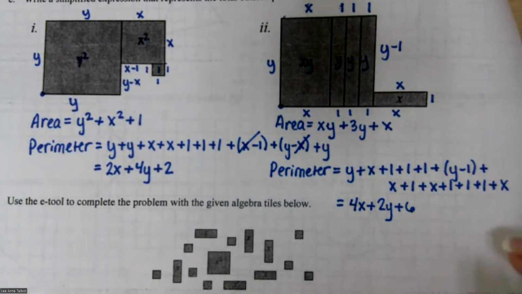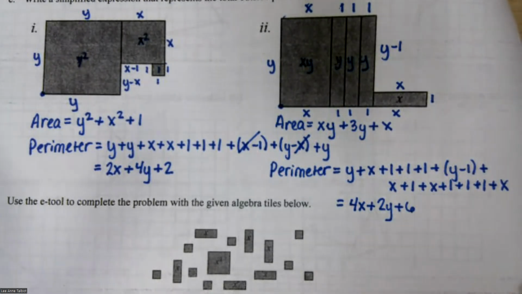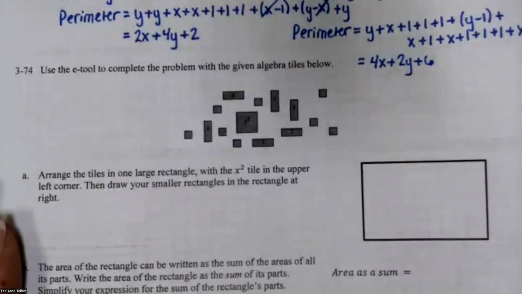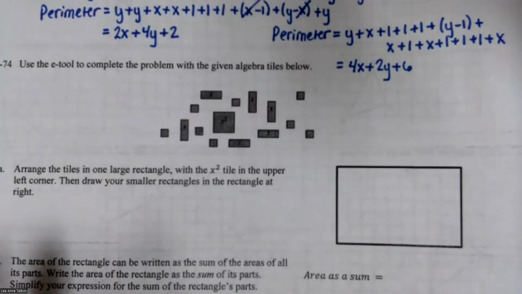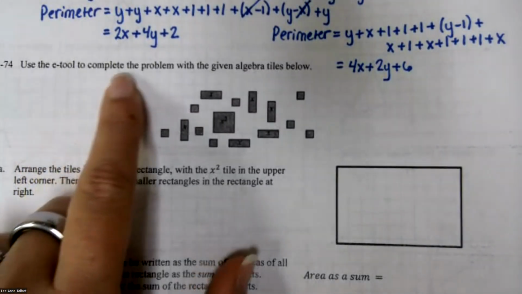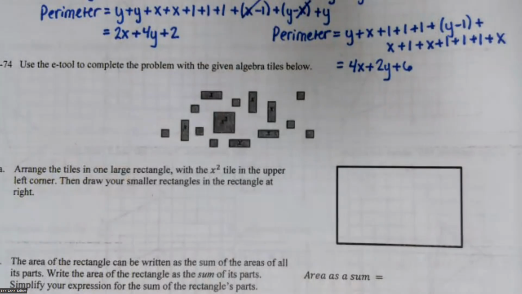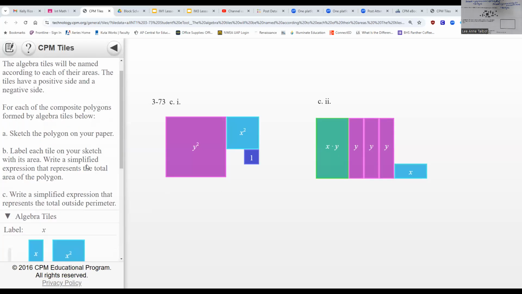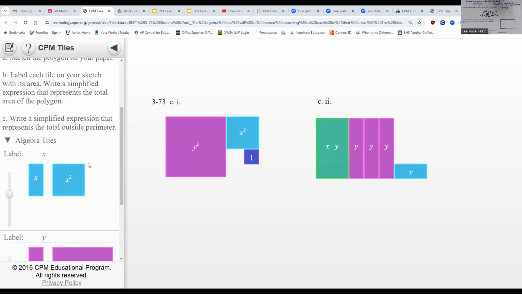Okay, so now you guys need to go to the e-tool now. Okay, and I'll help you get started. Use the e-tool to complete the problem with the given algebra tiles below. Okay, so we're going to the e-tool. If you don't have it on you, that's okay. You can just look at the person next to you.